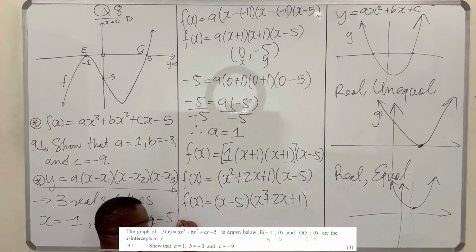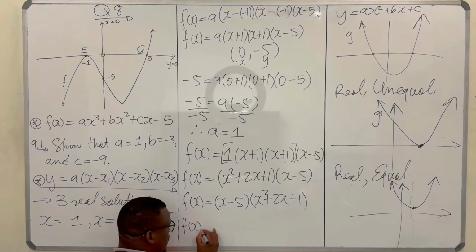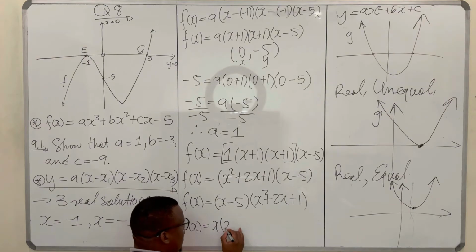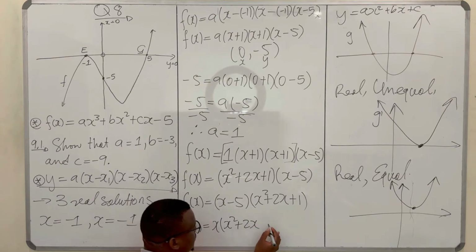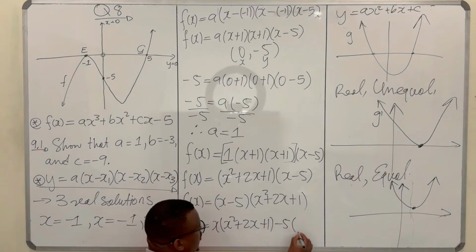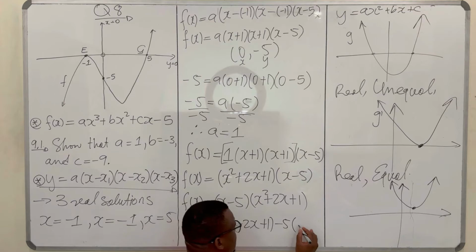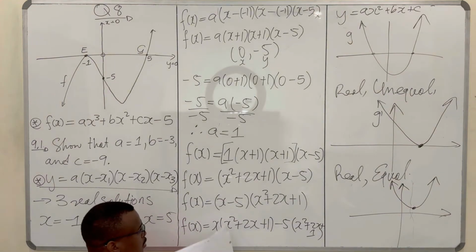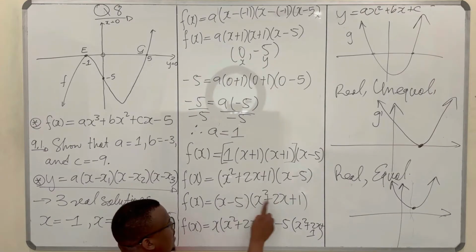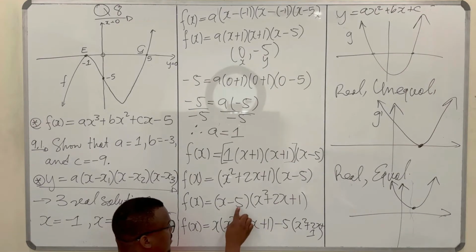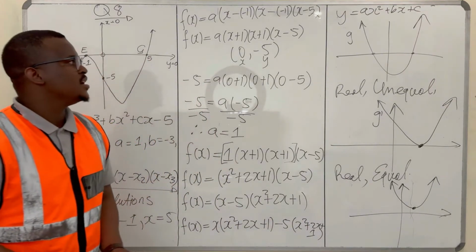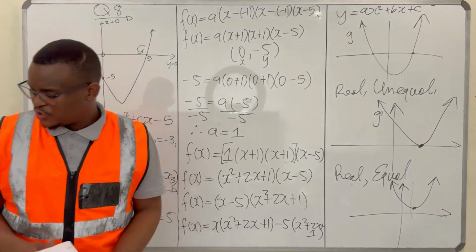So what do we have? f of x is equal to x multiplying all of these, so x times (x squared plus 2x plus 1), and minus 5 multiplying all of this as well, minus 5 times (x squared plus 2x plus 1). Because x times this, times this, times that, is the same as this. Let's go and find the answers. I'm going to clean that side because we don't need it anymore.